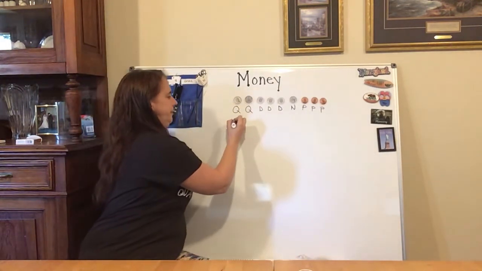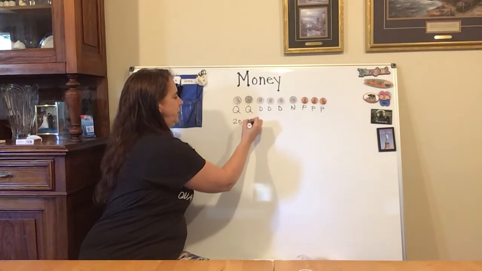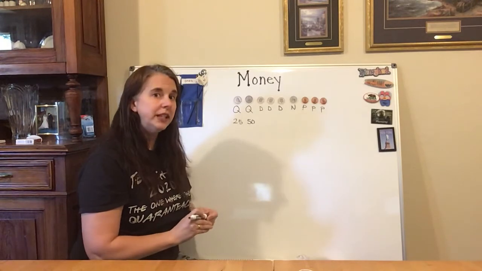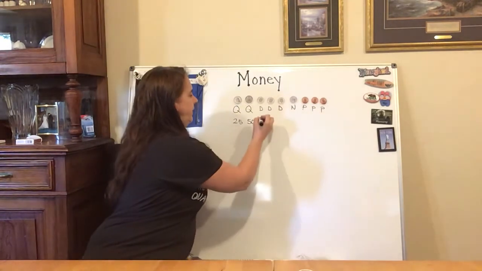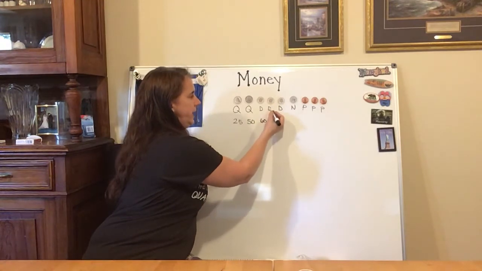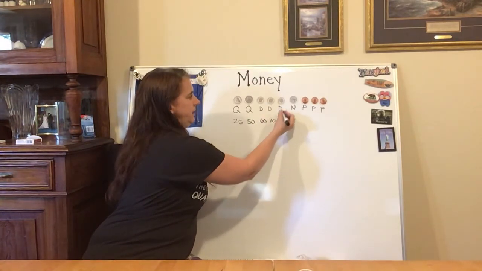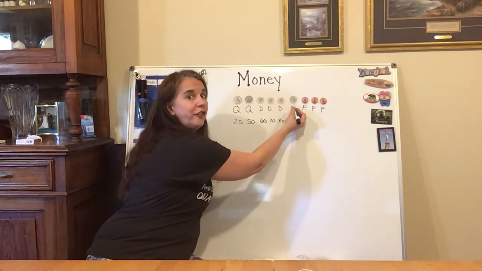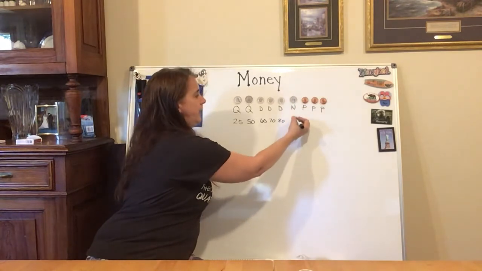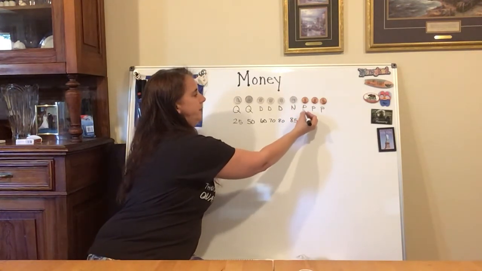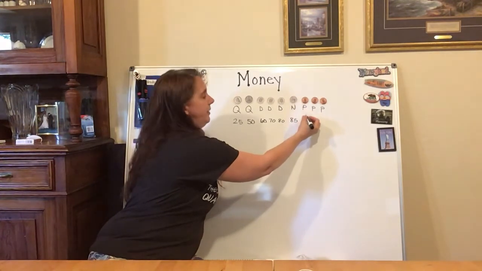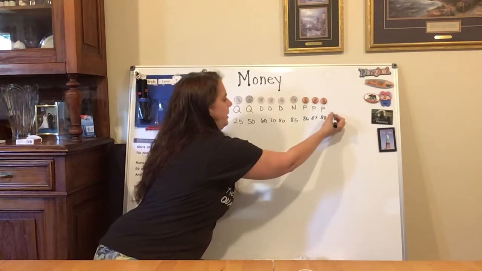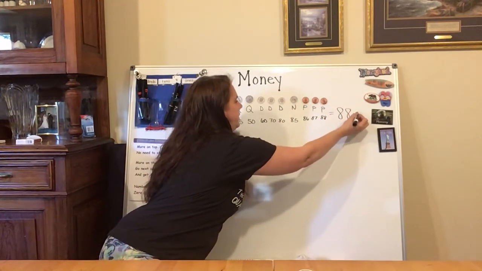So we know 1 quarter's 25, 2 quarters makes 50. Now with our dimes, we're gonna add 10 cents. So if we're at 50 and we add 10 more, that's gonna give us 60, then add 10 more, 70, 10 more, 80. Now we're getting to our nickel. Our nickels are 5. So we have 80 cents plus 5 more, 85. And then our pennies are 1 cent. So 85, 86, 87, 88. So this is going to equal 88 cents.